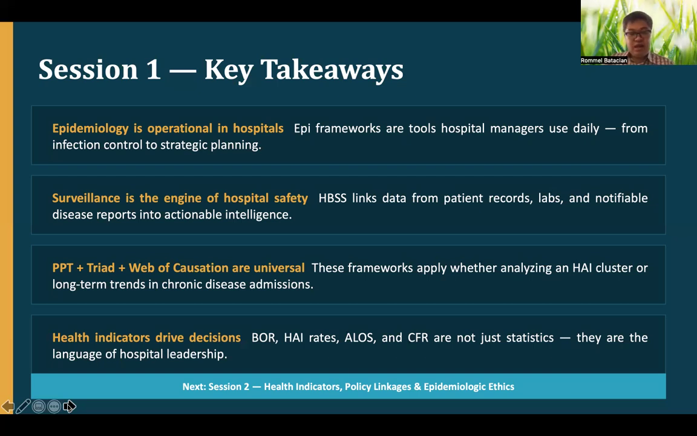So these health indicators drive decisions. The hospital healthcare associated infection rates, the bed capacity, the bed turnover, length of stay, case fatality rate. These are not just numbers. These are the language that you as a hospital leader should communicate.